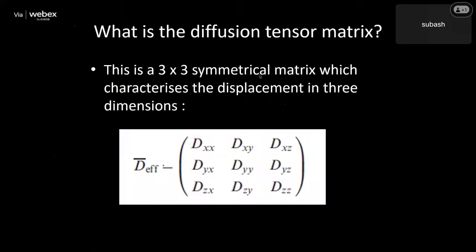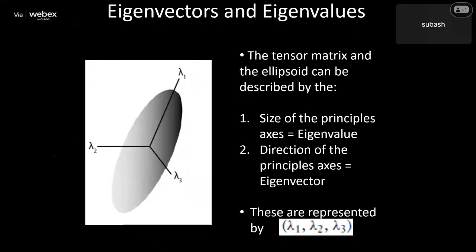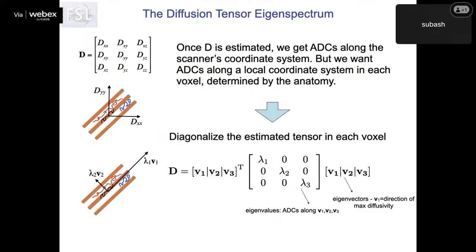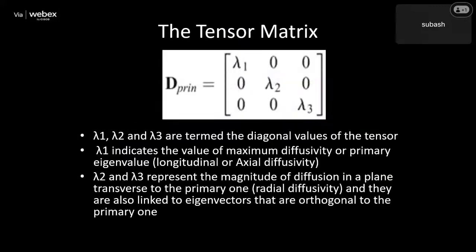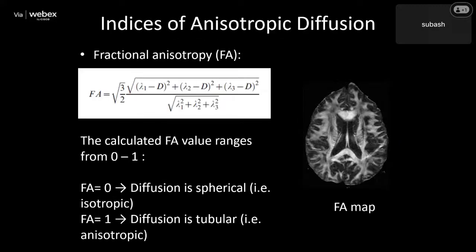So this is the diffusion tensor matrix, and this is shown as Dxx, Dyy, Dzz, which are the diffusion ADC components in the X direction, the Y direction, the Z direction. These are all matrix manipulations you have to do to create a diffusion map. And so once you have this diffusion tensor matrix, then you have these lambda 1, lambda 2, lambda 3 values. And using these values, you can calculate the anisotropy as well as the diffusion ADC.